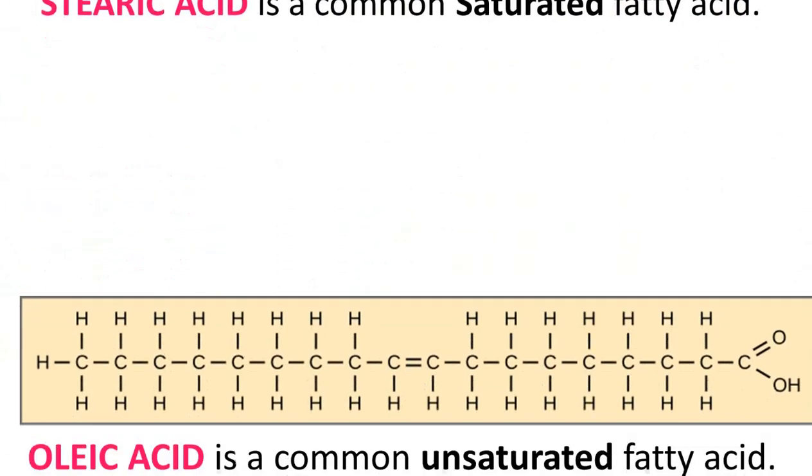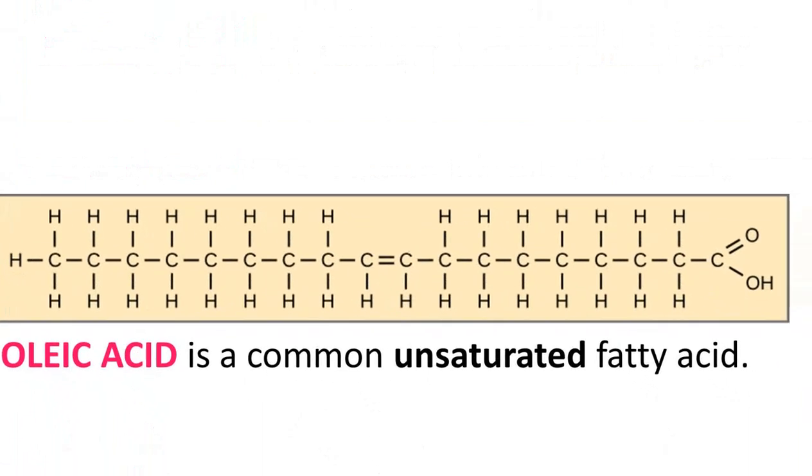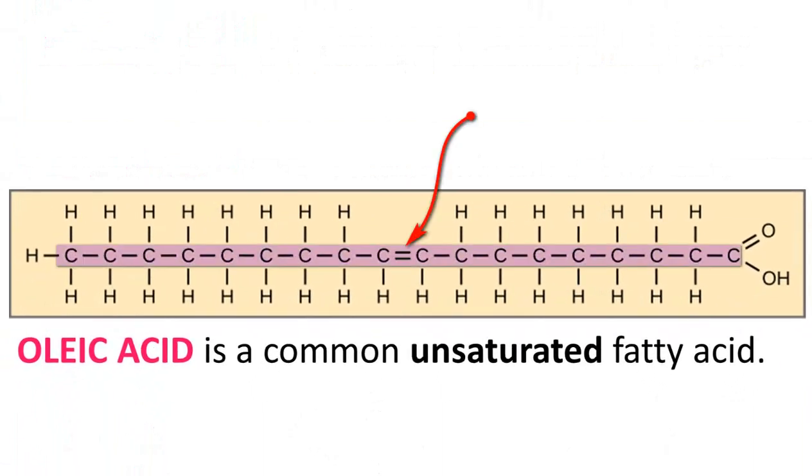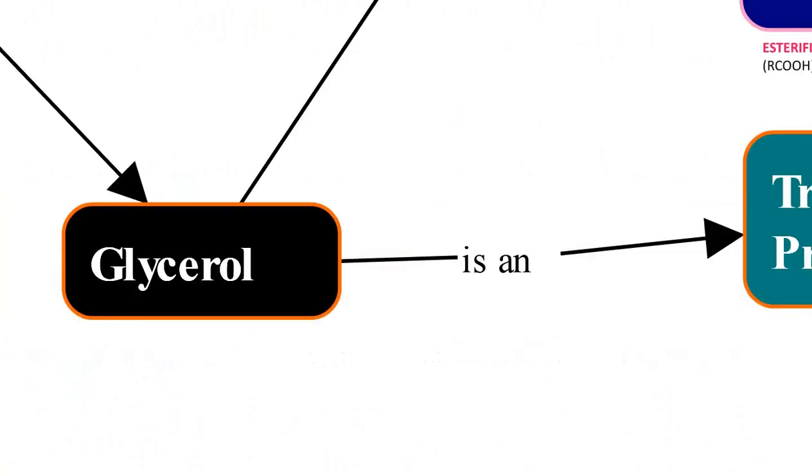Then coming to another fatty acid, oleic acid, which is an example of a typical unsaturated fatty acid. Here we can see the presence of a double bond between the carbons. So if double bonds are present between the carbons in the side chain, usually we call it an unsaturated fatty acid. Then glycerol is another form of the lipids.